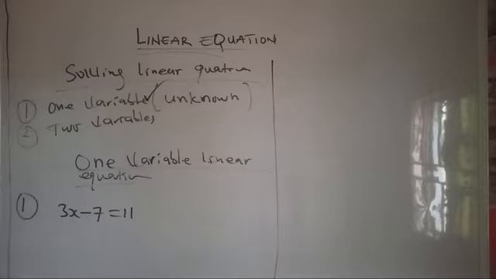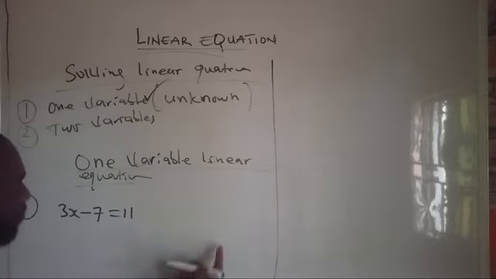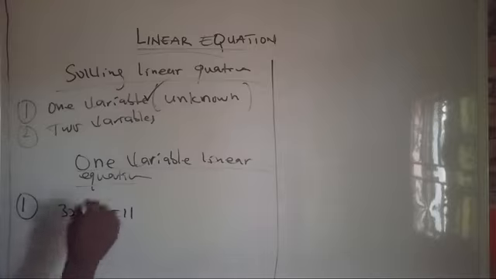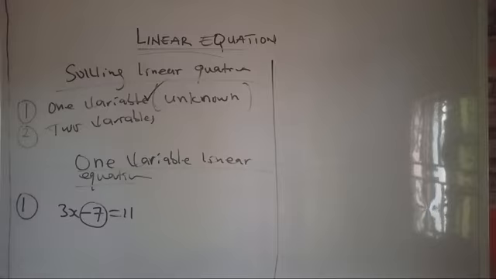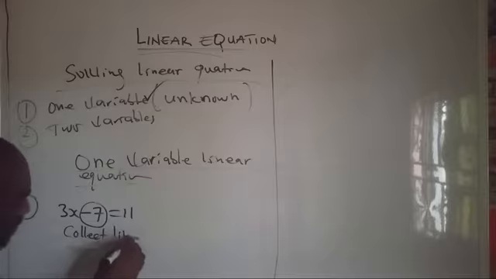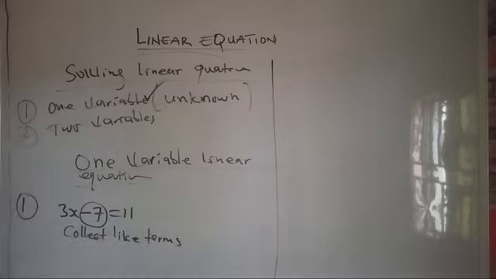So we separate them to one side, and the ones without alphabet to the other side. You can decide to add 7 to both sides, because when you take this minus 7 to the other side of the equation, this minus 7 will change to plus, because the sign reverses to a plus sign. So let's collect like terms. In collection of like terms, we say 3x is equal to 11 plus 7.